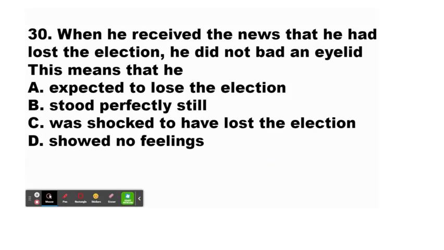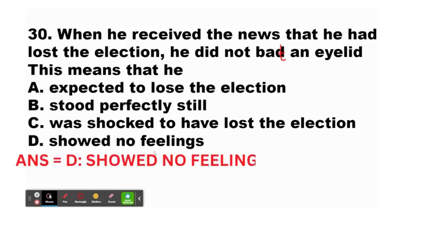Now, question number 30. When he received the news that he had lost the election, he did not bat an eyelid. So that word, there's a typo there. He did not bat an eyelid. Now, this means that he, A, expected to lose the election, B, stood perfectly still, C, was shocked to have lost the election, D, showed no feelings. If you do not bat an eyelid, you are unruffled. You don't show any emotion, right? You don't flare up. You don't show that you're affected in any way.